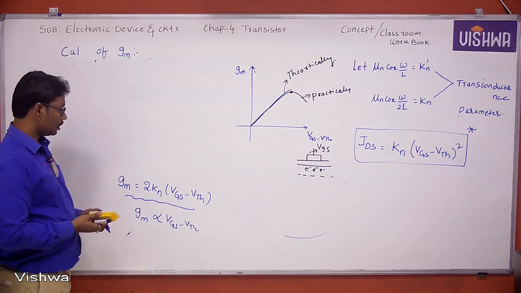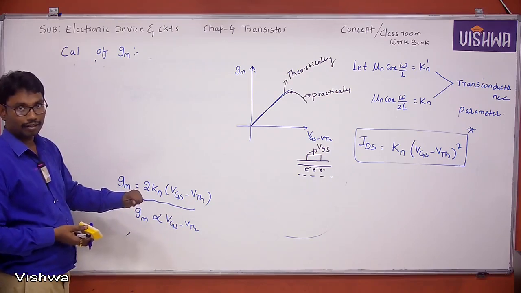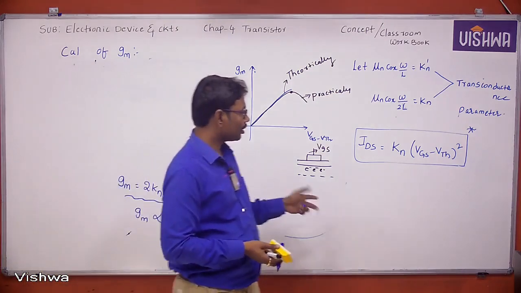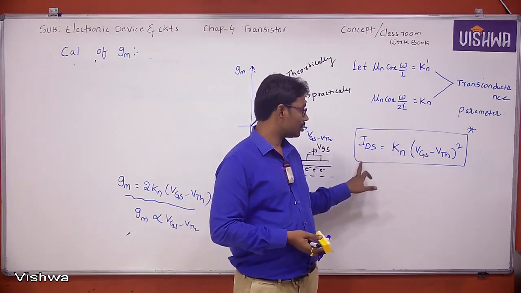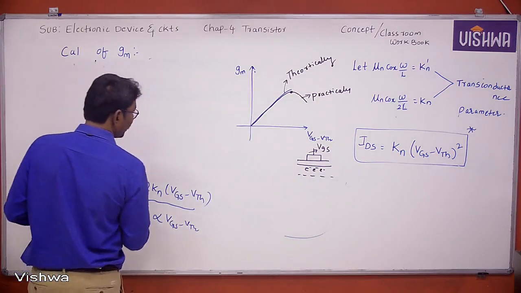Yeah. See, this is the transconductance in terms of what? VGS. Right? Now I want the transconductance in terms of IDS here. Then what will we do? What is the value of VGS minus VTH from this equation? Just under root IDS by Kn, right?